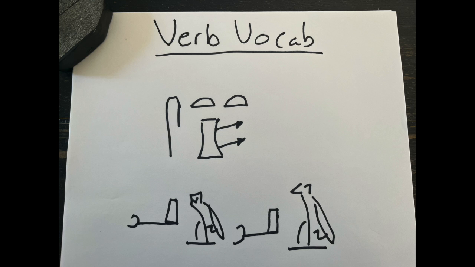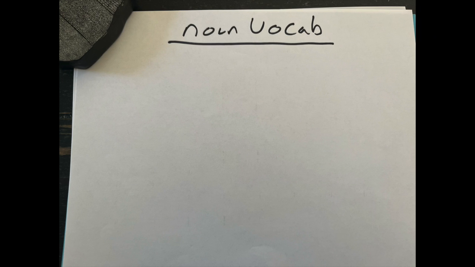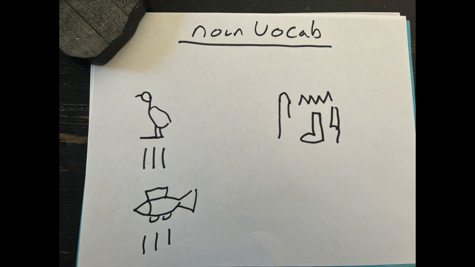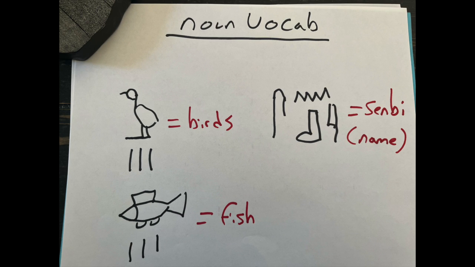First off, we have some verbs. In particular, there are two verbs that you're going to encounter in these. Verbs that we've read before, but as a reminder, we have st, which is to spear, and ama, which is to throw. There's also some noun vocabulary, so we'll remind you of that. We're going to encounter a couple of words like opid for bird, ram, fish, and then that one at the top left there, that is Senbi, the name of the person whose tomb it is.